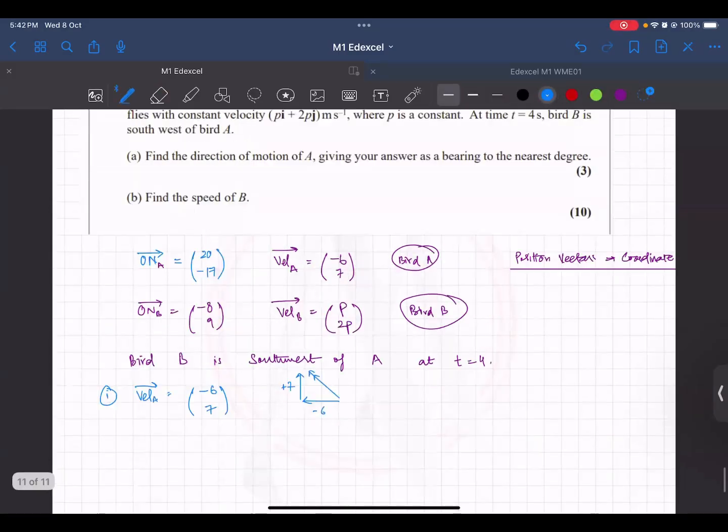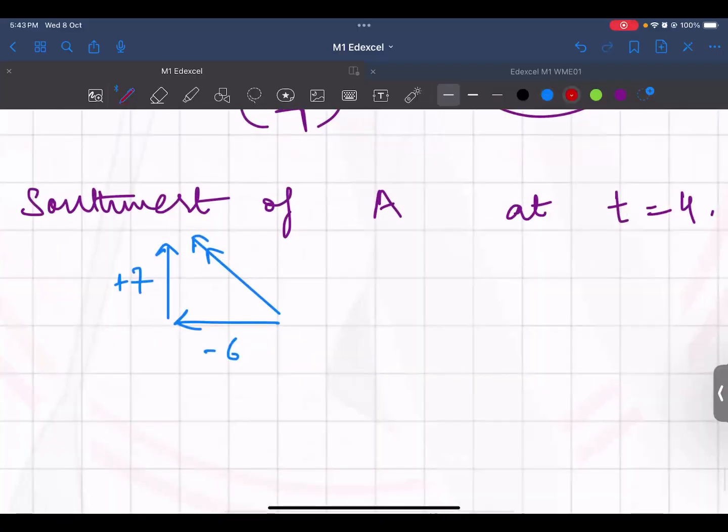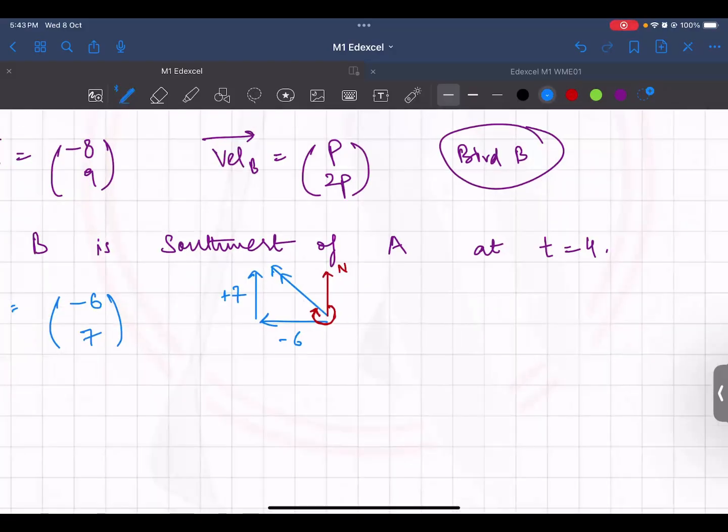They're asking us to give the answer as a bearing. Bearing is always measured from the north, so this angle would be your bearing. This is what they're asking you. We can find this angle easily.